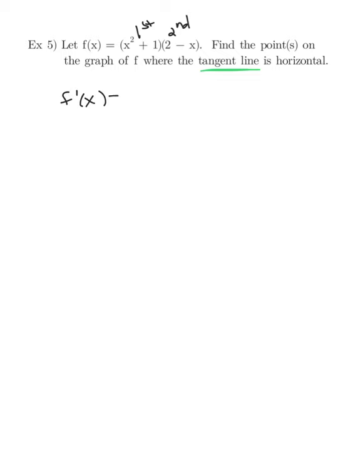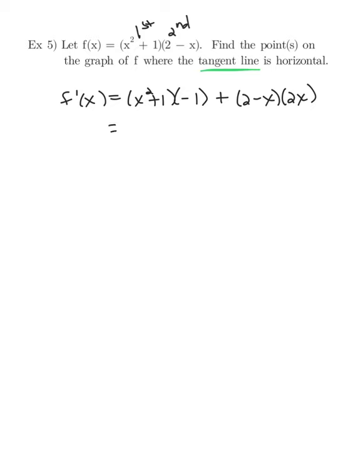Doing our product rule, we take the first as it's given, so we will have x squared plus 1 times the derivative of the second. The derivative of 2 is 0. The derivative of negative x will be negative 1, always plus between. The second as given times the derivative of the first will be 2x.